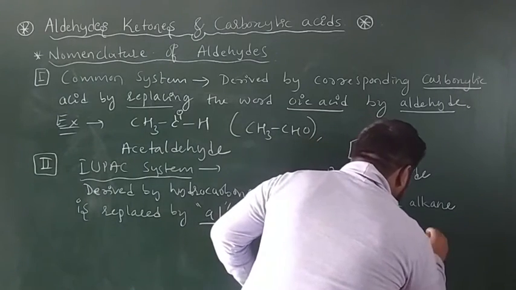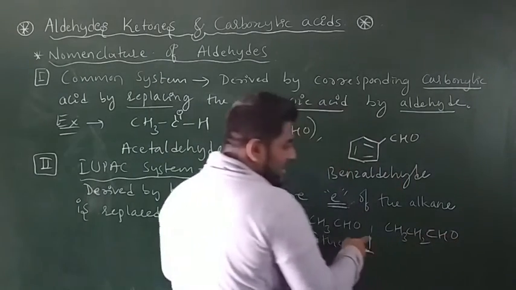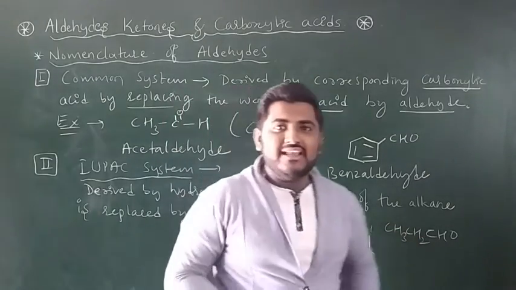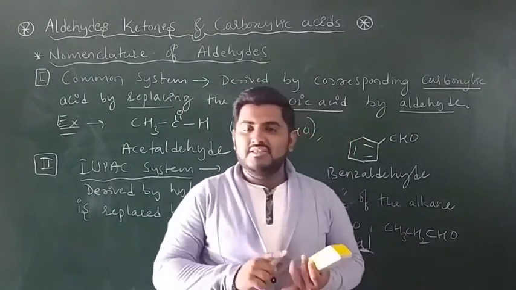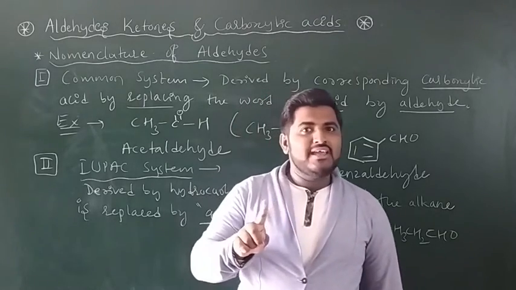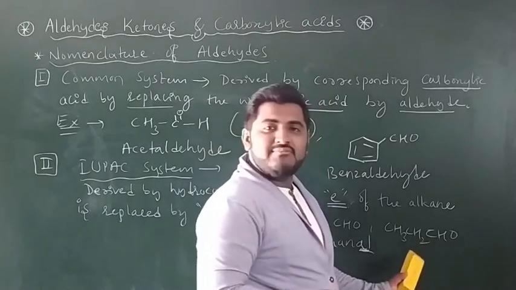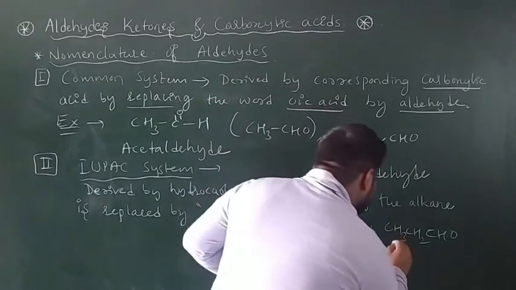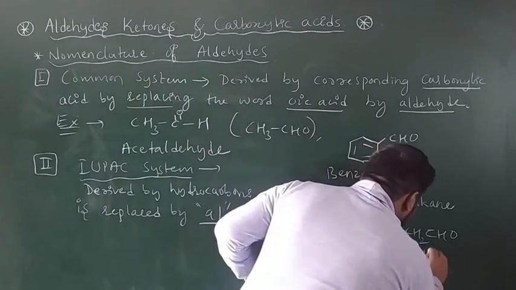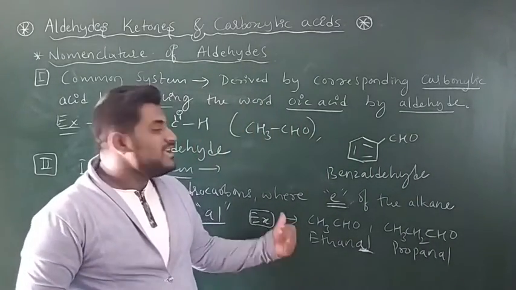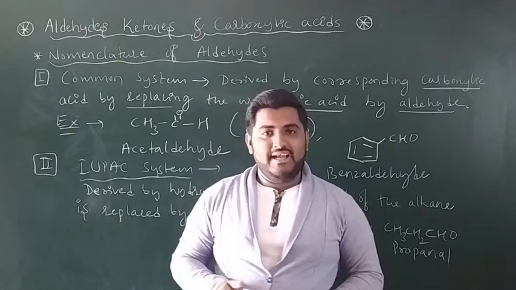Similarly, you can go for this: CH3CH2CHO. How many carbon atoms are there? 1, 2, 3 carbon atoms. So what is the parent alkane, guys? Propane is the parent alkane. So in propane, the E is replaced by al. So what is the name then? Propanal. I hope you understood. So this is regarding the IUPAC name for aldehyde.